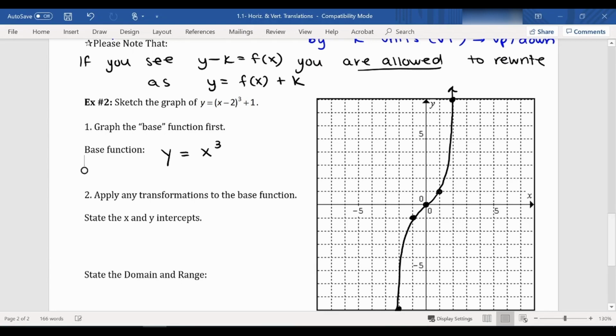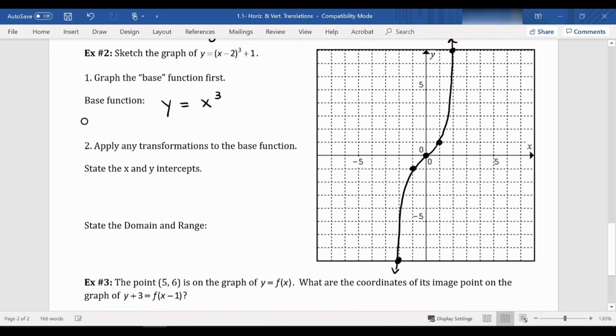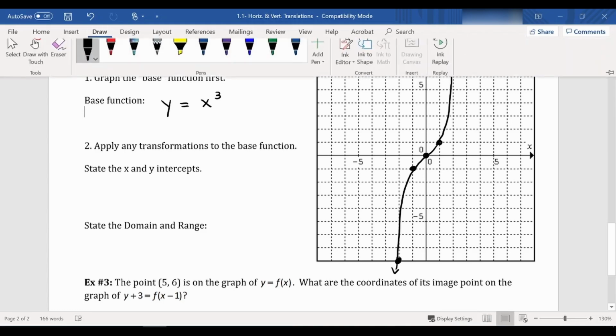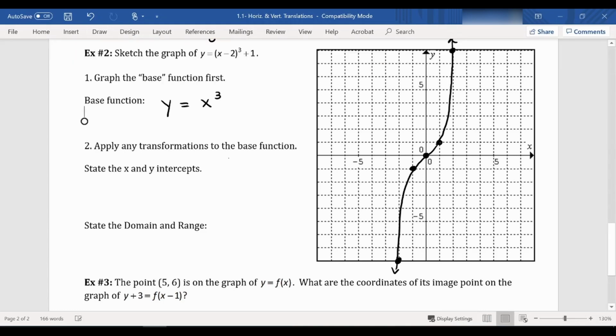And arrows on our ends, or it needs to reach the edges of your grid. Okay. Then I need to decide based on my function I was actually given, what is happening? What transformations are happening? If I take a look at this minus 2 inside the function, that's going to be right by 2. And the plus 1 at the end of the function means we are going to move up 1.